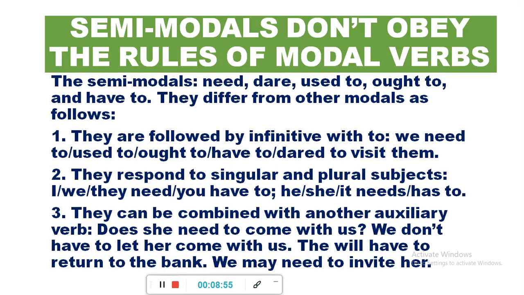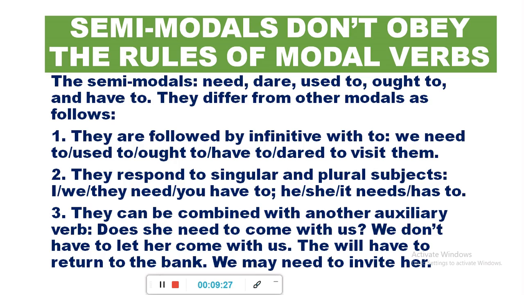Now let's look at the semi-modals, which don't obey the rules of modal verbs. Of course, the semi-modals are need, used to, ought to, and have to. They differ from other modals as follows. 1, they are followed by infinitive with to. We need to, used to, ought to, have to, dared to visit them.